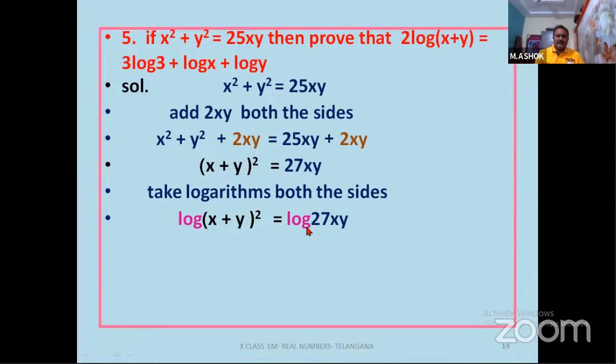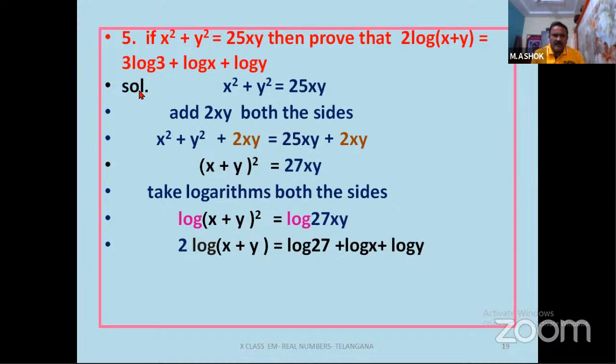Now log of x plus y whole square is equal to log 27xy. Basing on the power rule formula, the power comes as a product of this logarithm. So 2 into log of x plus y is equal to, here you have three factors, 27, x, y. Of course 27 is a constant, so it becomes log 27 plus log x plus log y. Okay, this is the required proof.